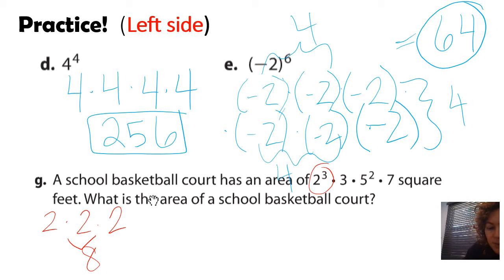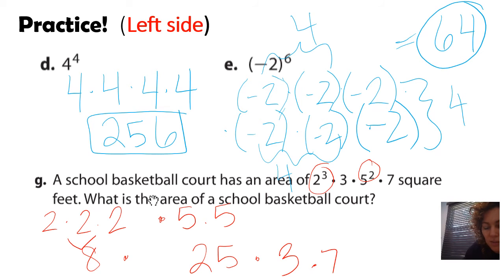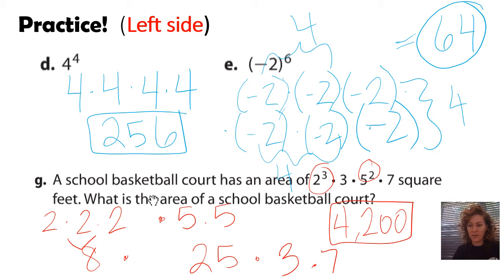Okay, I'm going to deal with 5 squared next. So this is the first part, times 5 times 5, which would be 25. And then the other two numbers, times 3 times 7. I'm just going to type all of this in my calculator. So clear, 8 times 25 times 3 times 7. I got 4,200. Awesome. Okay, I'm going to go ahead and move on.